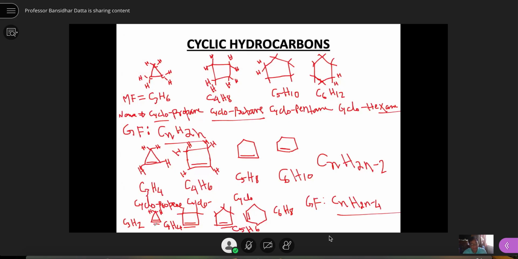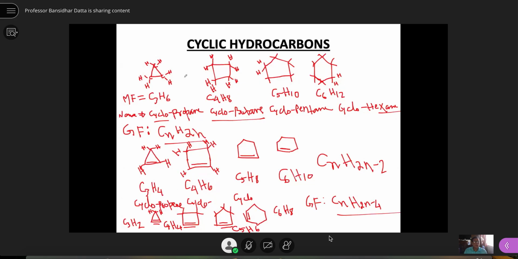Why didn't you say cyclopropyne? Next one, cyclo. You only come when you propyne. Cyclobutyne. Cyclopentyne, and in the end, cyclohexyne. Now, these molecules are cyclic.